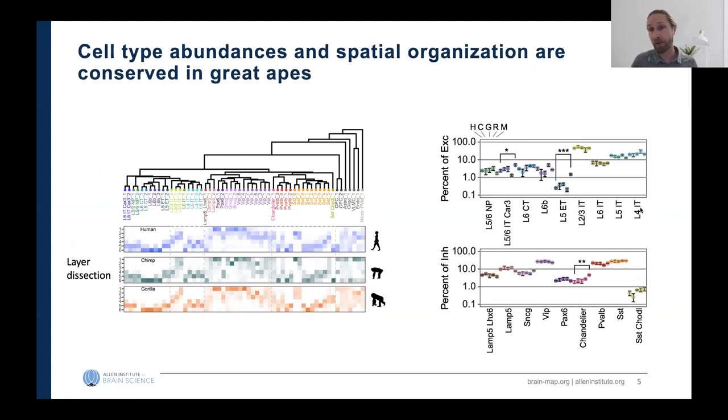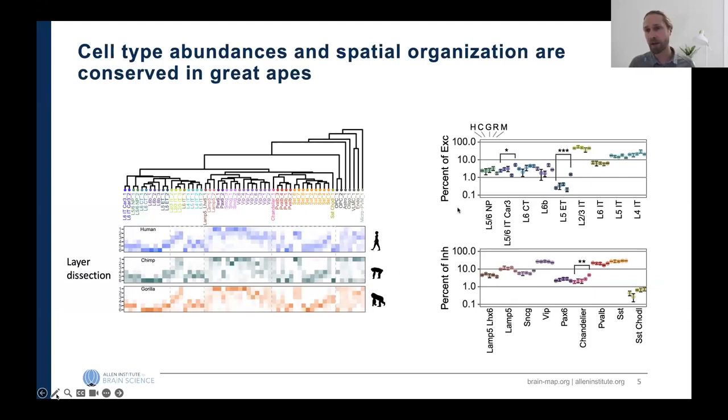We had some additional information from the great apes. My colleague Rebecca Hodge did these dissections and finally dissected different layers of the cortex from human, chimp, and gorilla. And that enabled us, at a coarse resolution, to get a sense of the laminar distributions of these types. And what I think you can appreciate is that they're really quite similar across the great apes.